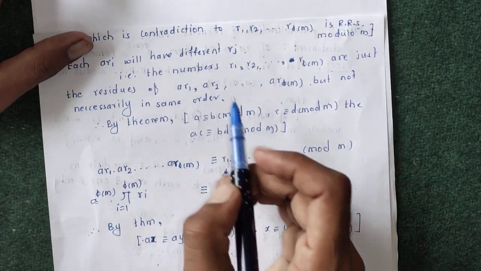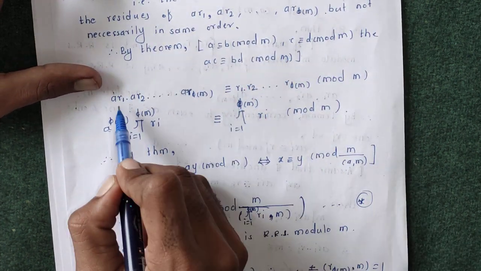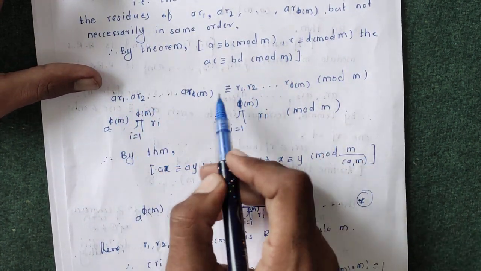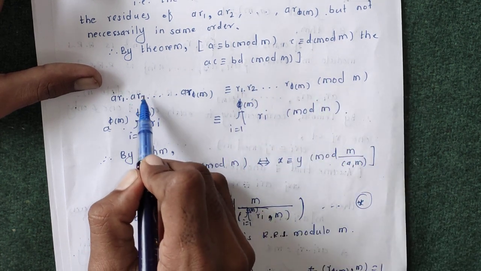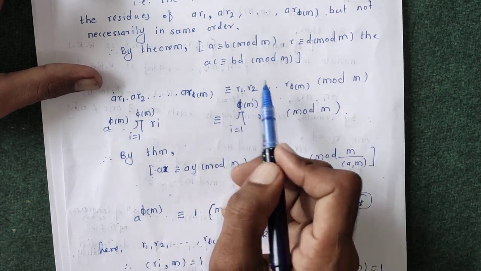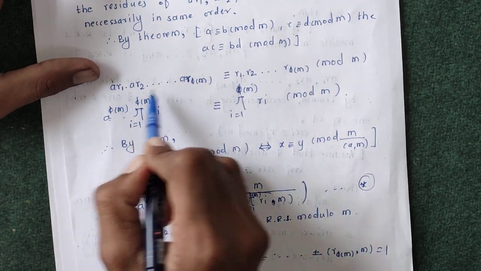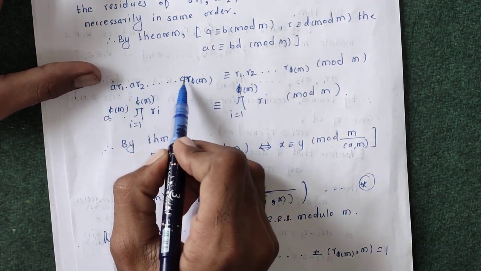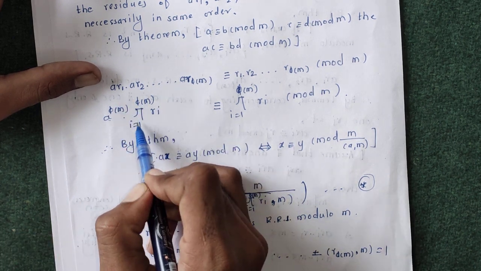So we have taken these not necessarily in the same order, but we have taken these ar1, ar2 and r1, r2. They are just the residues. In what order, we can't say. If ar2 is congruent to r1, then in the multiplication we can write r1 first, r2 second. So from this step, a is multiplied φ(m) times, so a raised to φ(m) is taken common and the product of the ri is in this form.